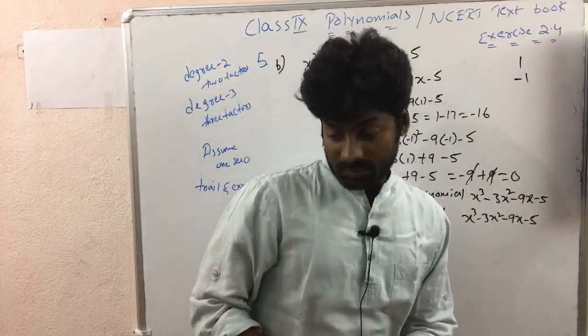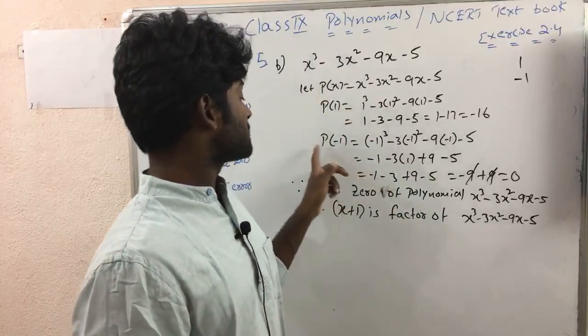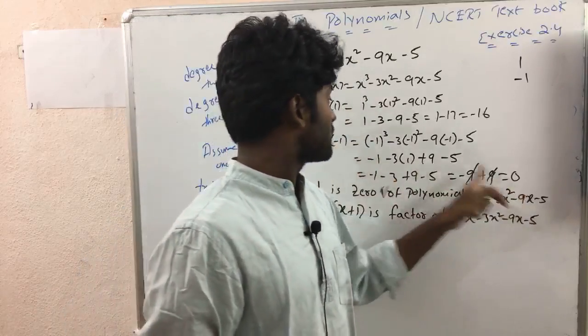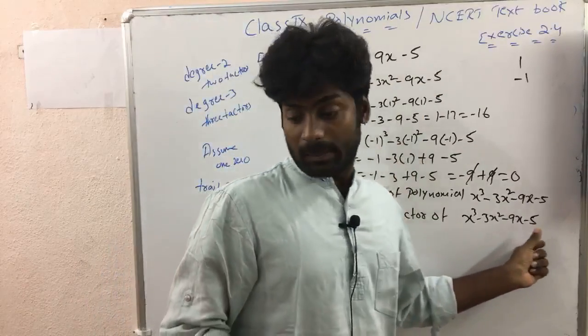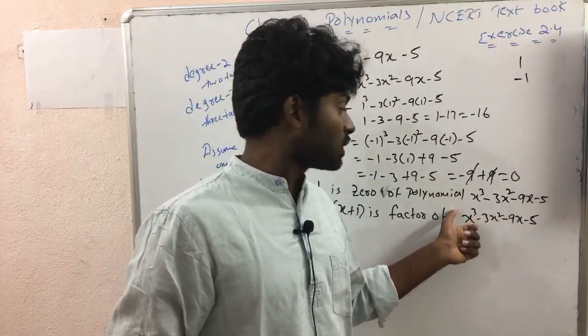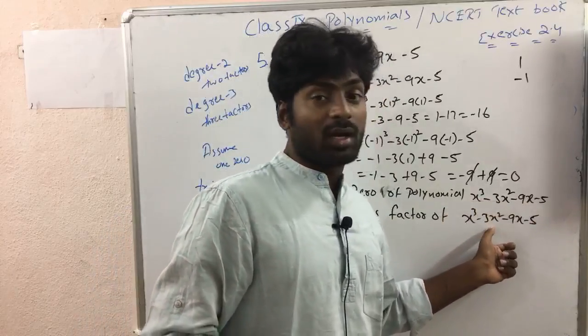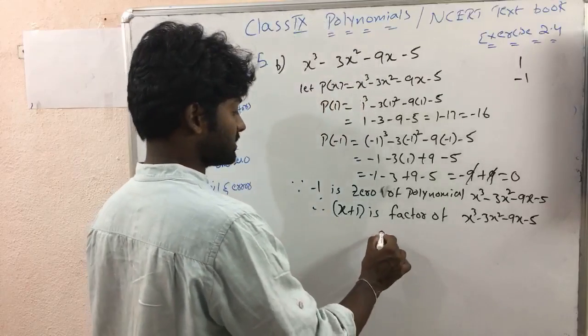So those who are watching, it is p of minus 1. When you substitute p of minus 1, you get 0. That's why minus 1 is the 0. Therefore, x plus 1 is a factor of the given polynomial. Now do the division and get the quotient. That means reduce the cubic polynomial to the quadratic polynomial, and tell me the quadratic polynomial. So divide that.